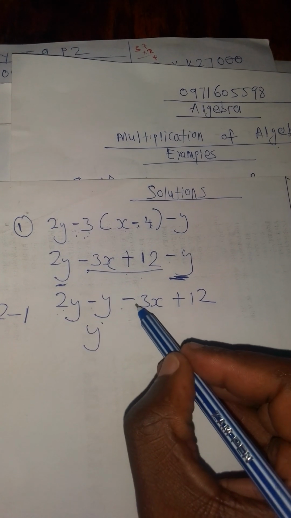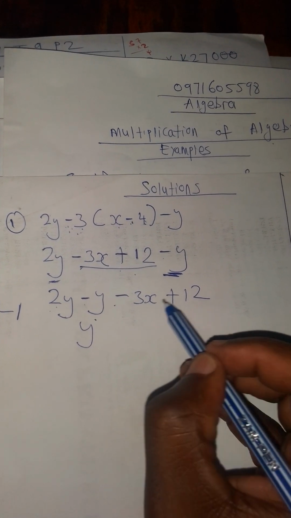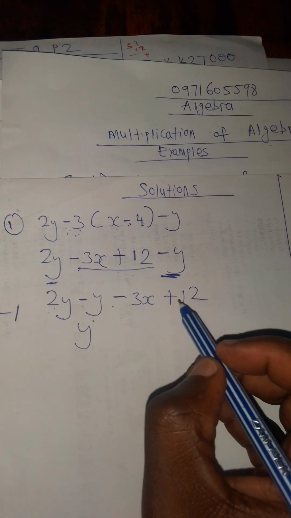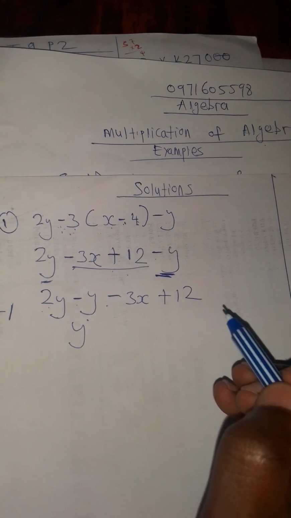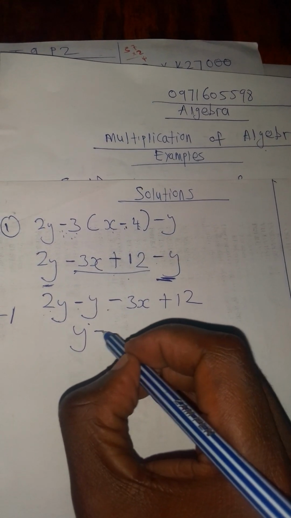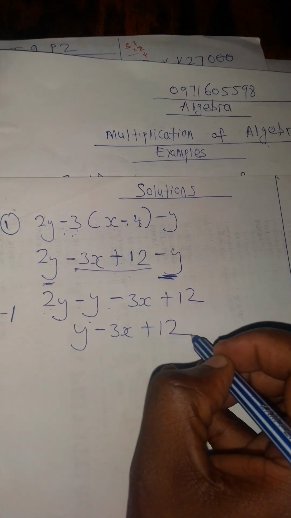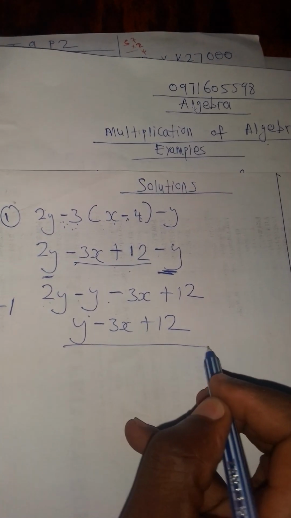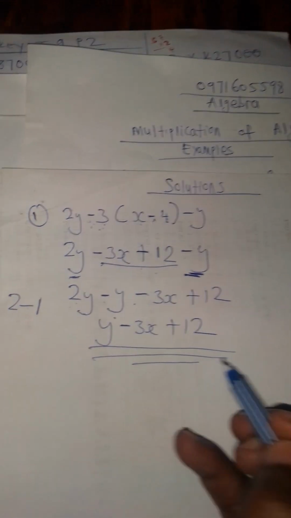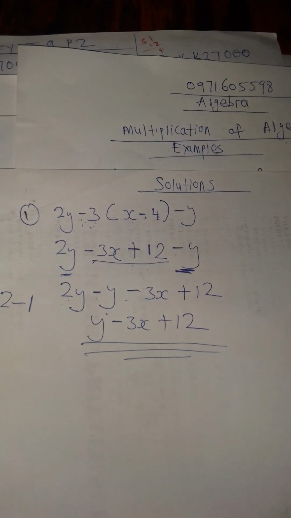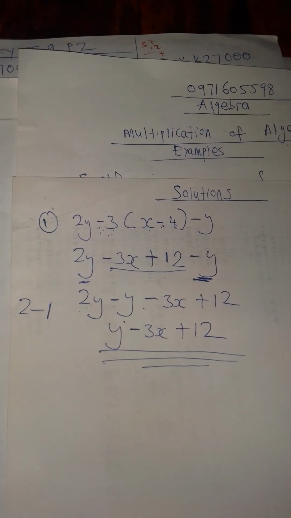What about this? Negative 3x plus 12. Can we add or subtract? No. Why? Because they are what? Unlike terms. So we have negative 3x plus 12. This is the final answer for question 1. Okay, now we go to question 2.